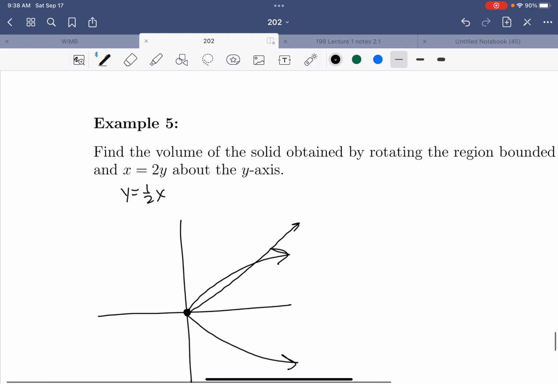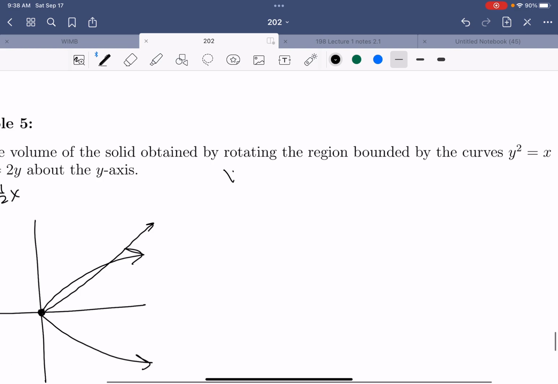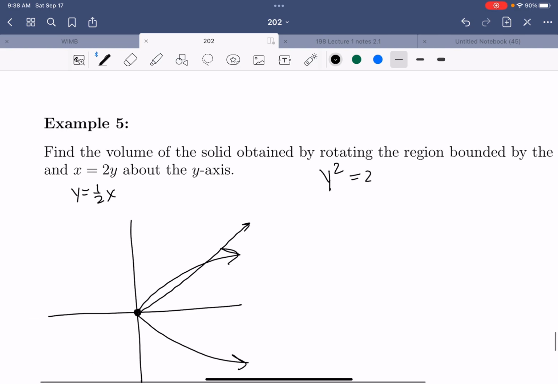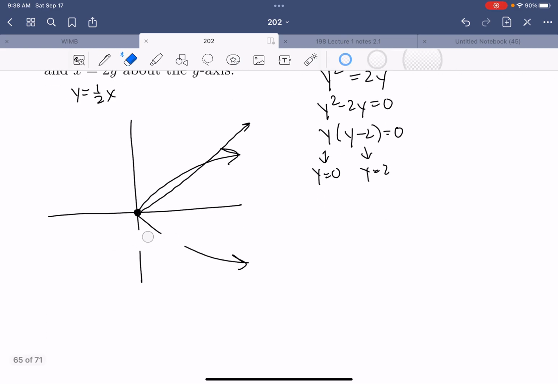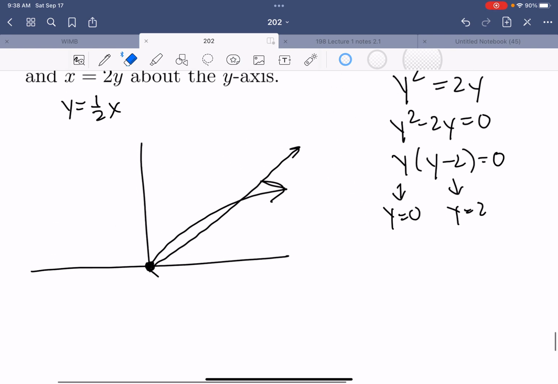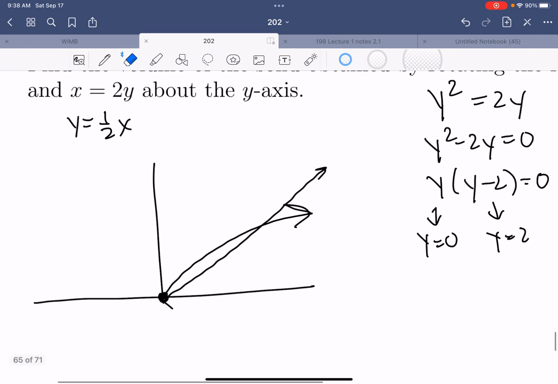Let's see where those two things are equal. So if x is y squared and x is 2y, then we have y squared minus 2y equals 0. Factor out your y. And we see that they intersect at y equals 0 and y equals 2. So if I go back down here, I'm not worried about what's happening down here, so I can erase that. So I just have this upper region here that goes from 0, and keep in mind these are y values, so it goes from 0 to 2 up here.